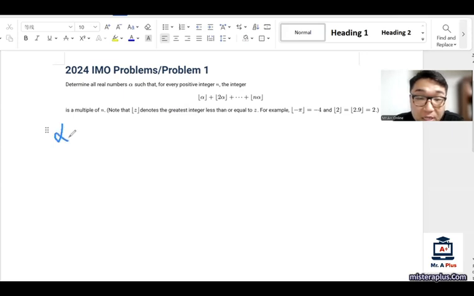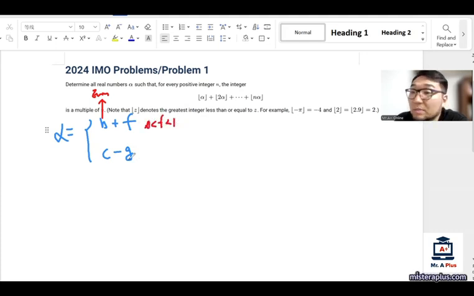So we set alpha can be written in two ways: B plus F or C minus G. Let me explain why. I write down two expressions. First, B is even, and we define F is between 0 and 1. Same deal, C is odd, and we define G is between 0 and 1.